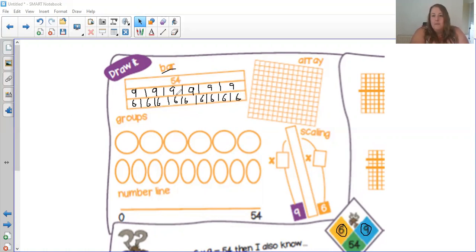Okay, the next one I'm going to go on to is the groups. So again, I have 6 circles at the top, and I need to use the other multiple number, the 9. So I need 9 in each box. 1, 2, 3, 4, 5, 6, 7, 8, 9.